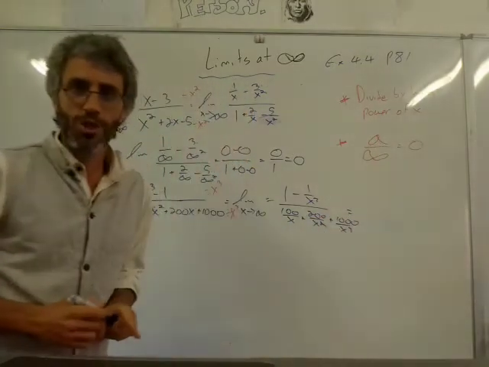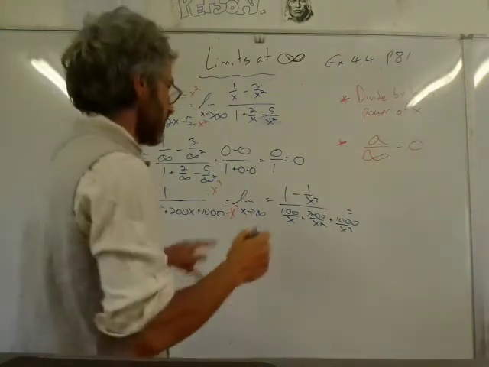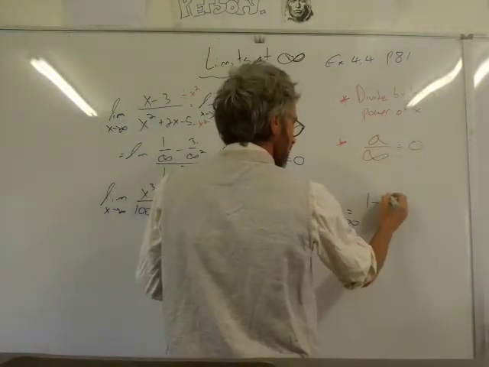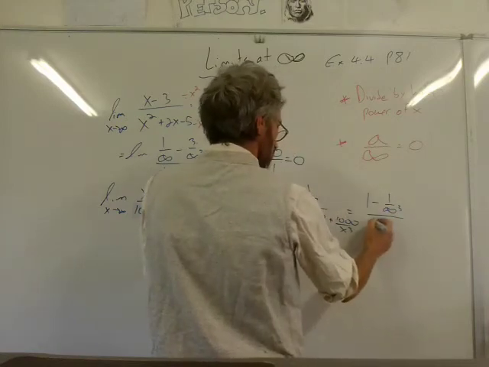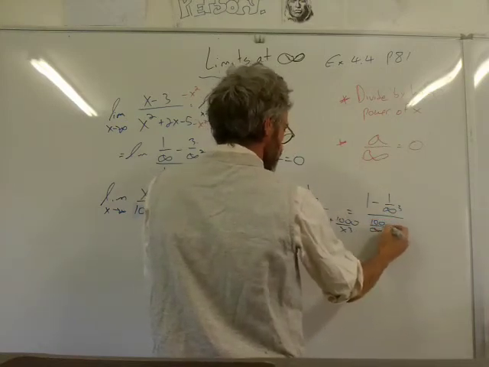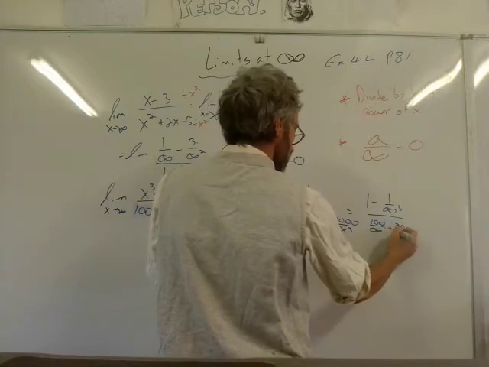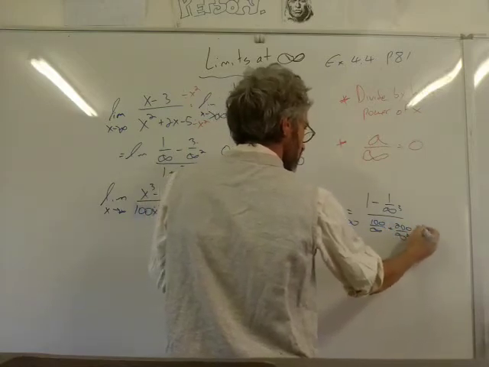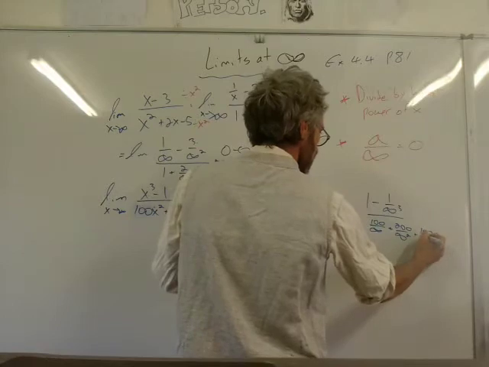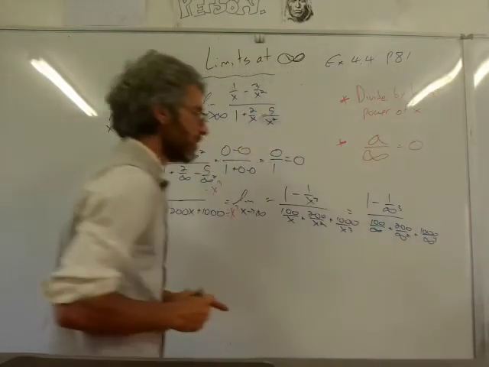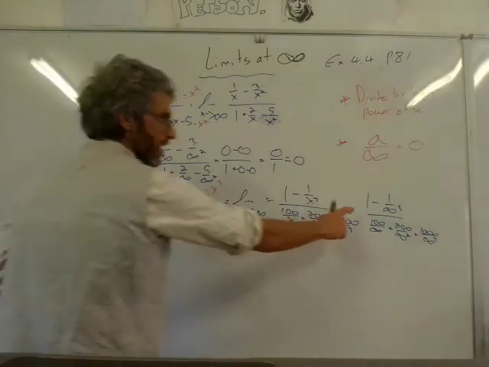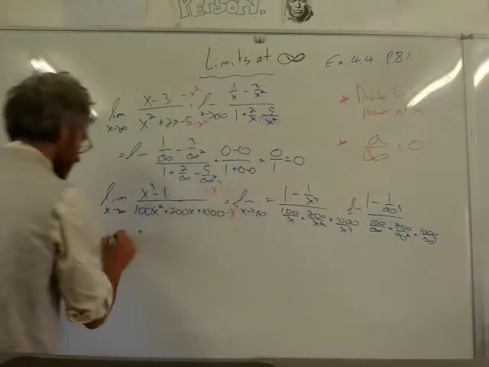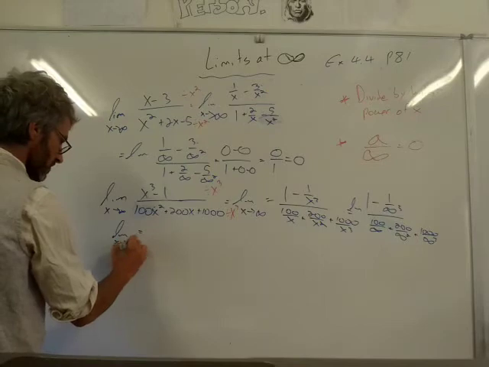Now, next thing, what do we do? Substitute the infinity. So it's going to be 1 minus 1 over infinity cubed, divided by 100 divided by infinity plus 200 divided by infinity squared plus 1000 divided by infinity cubed. What do we get there? Look at that, I forgot the limit. I should write the limit. So, limit as x approaches infinity.